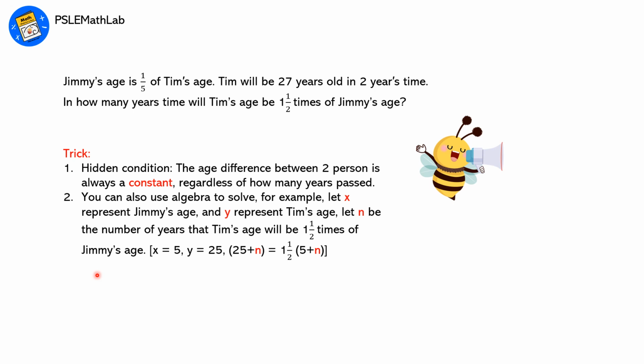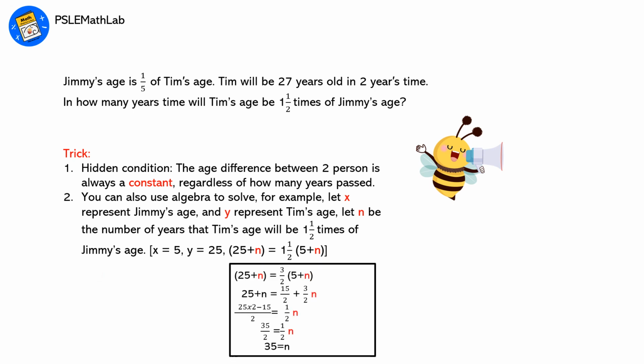And we are able to solve it using the algebra way. And here we just rewrite 1.5 times as 3 over 2. Then multiply by 5 plus n, and on the right side we are going to remove the bracket, which is 3 times 5, 15 over 2, plus 3 over 2 n.